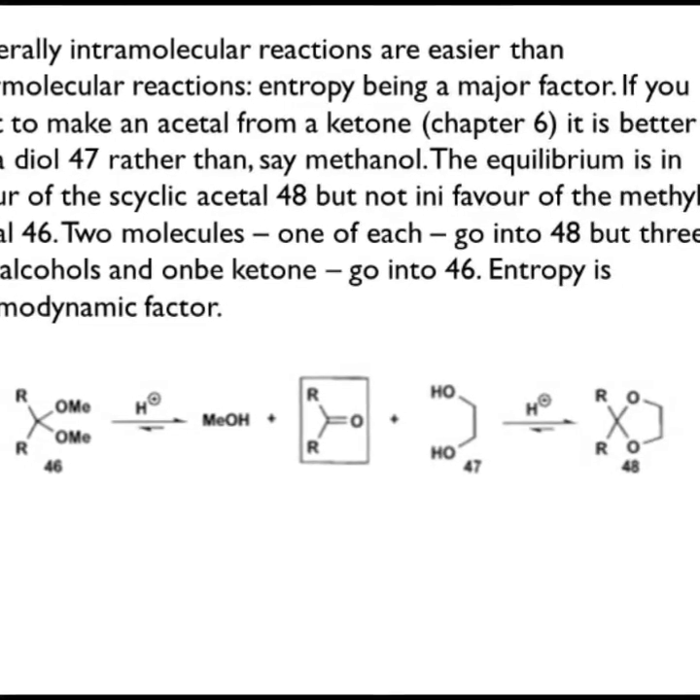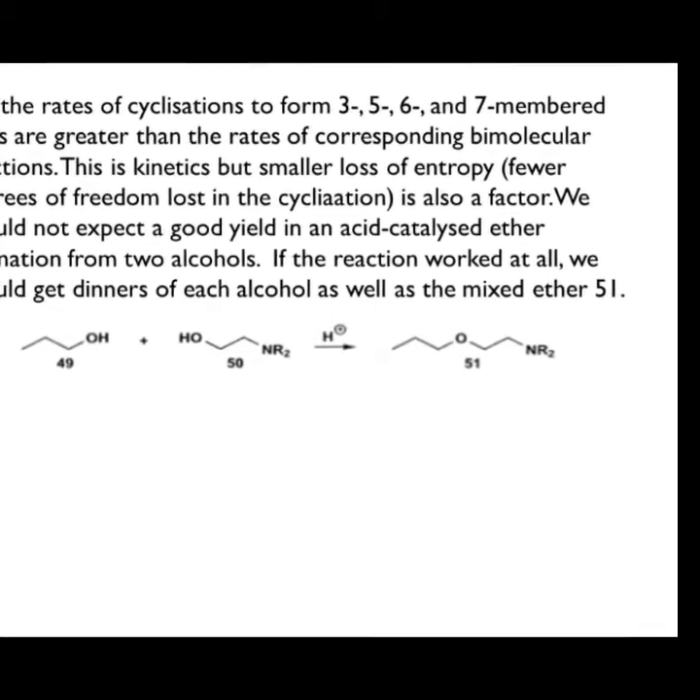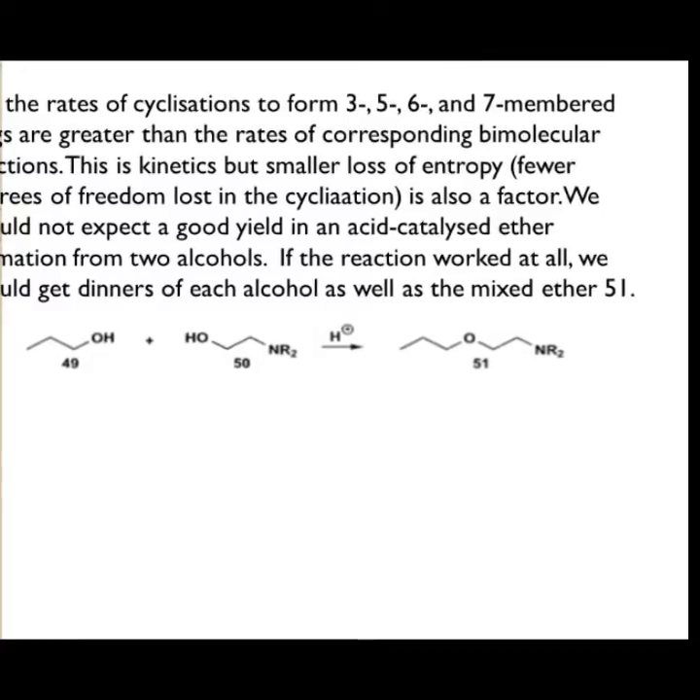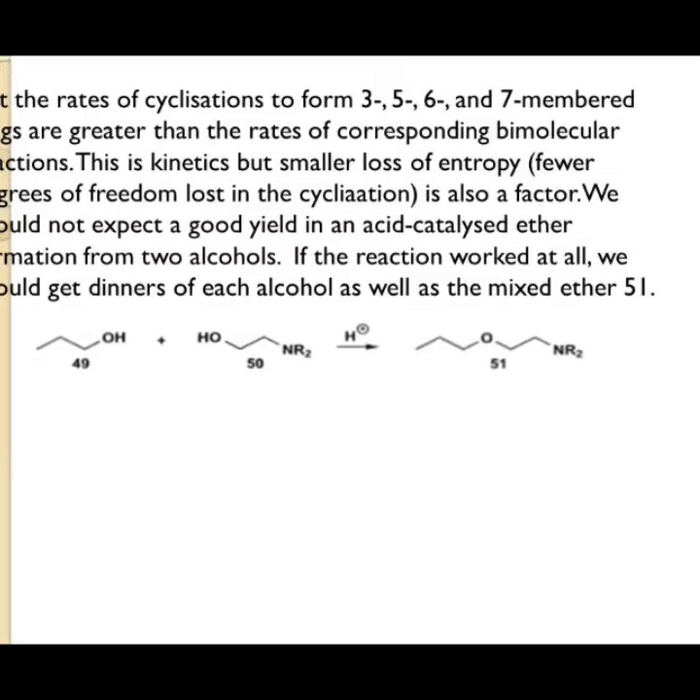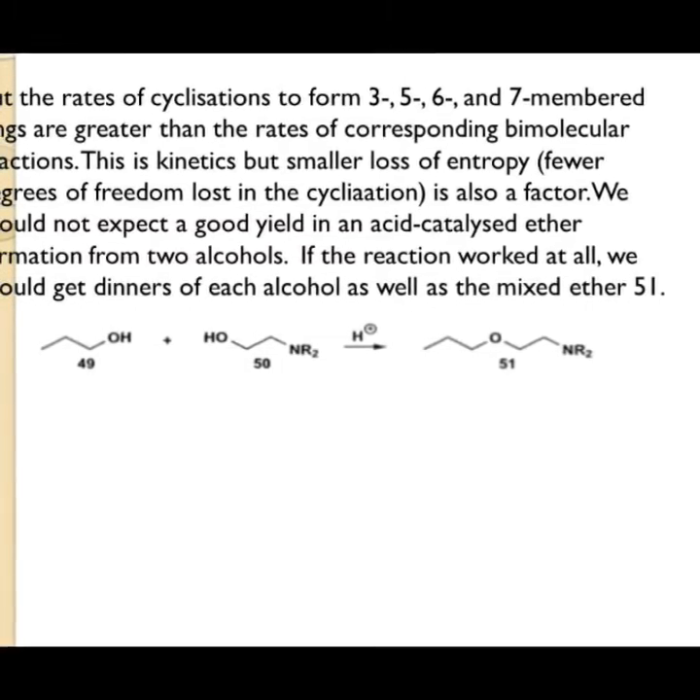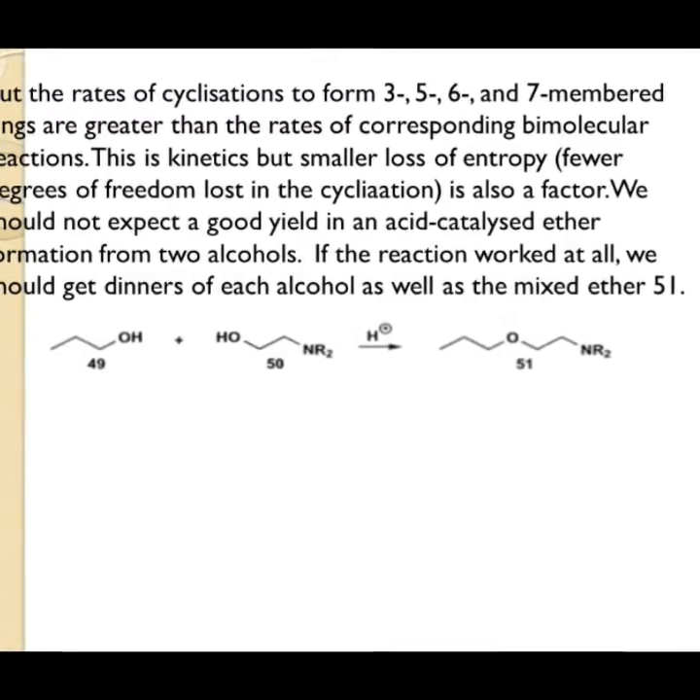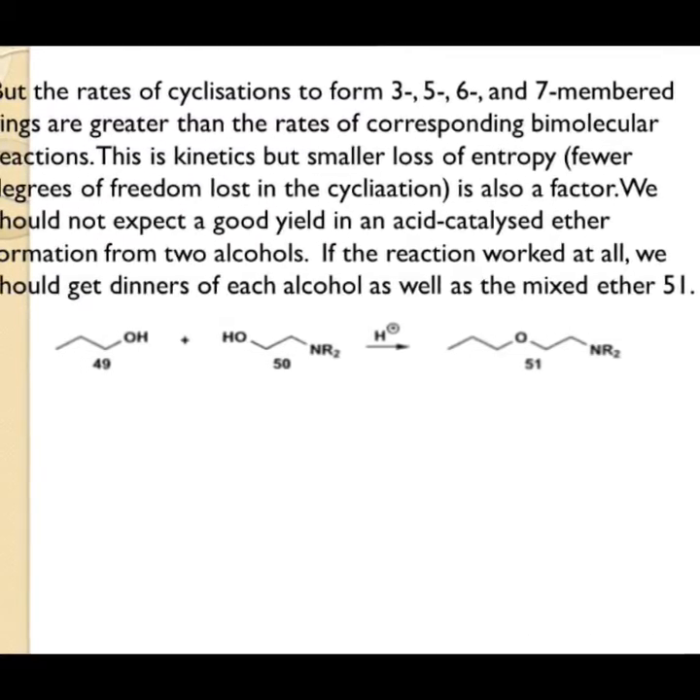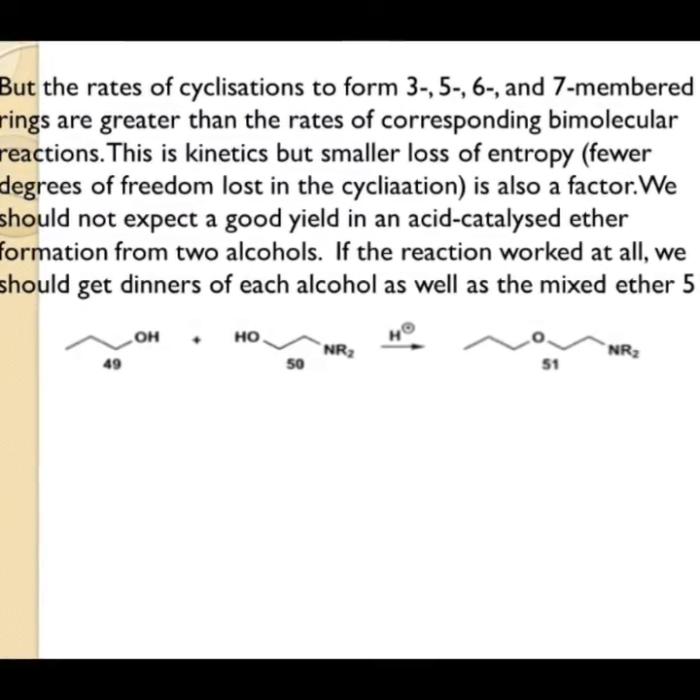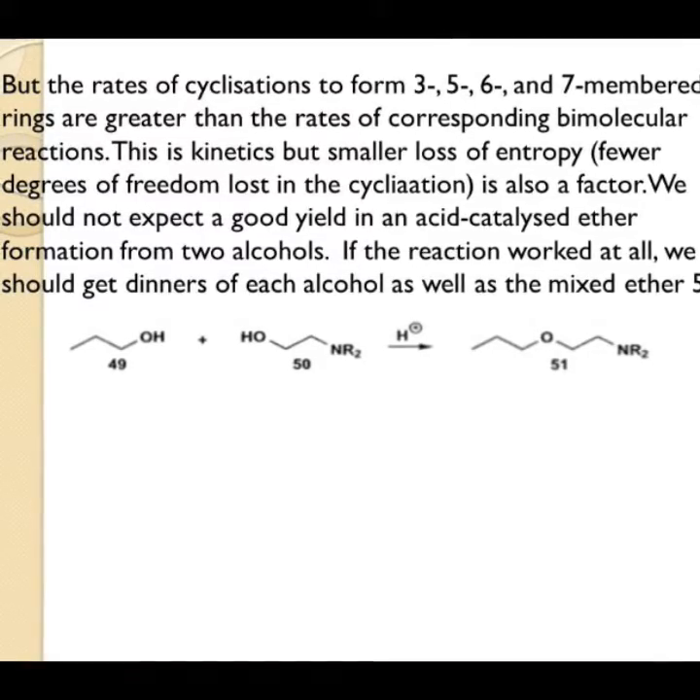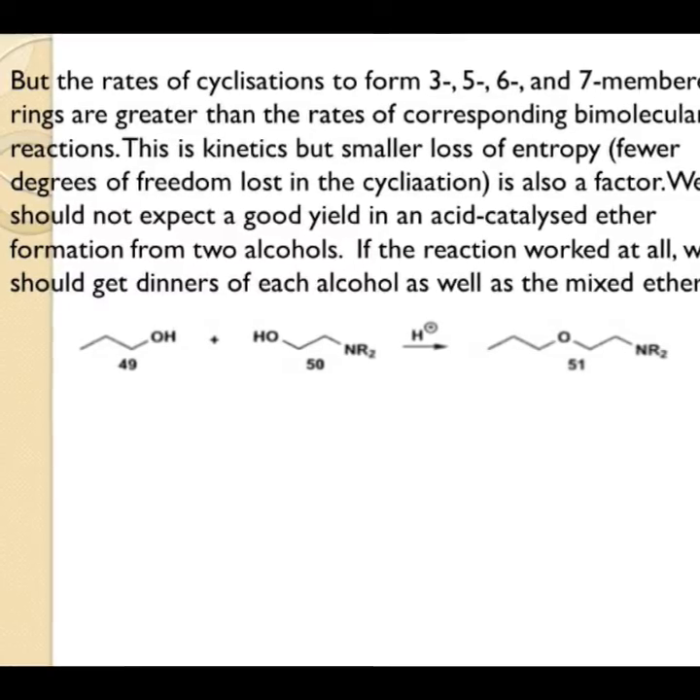Entropy is a thermodynamic factor, but the rates of cyclisations to form 3, 5, 6, and 7-membered rings are greater than the rates of corresponding bimolecular reactions. This is kinetics, but smaller loss of entropy, fewer degrees of freedom lost in the cyclisation, is also a factor. We should not expect a good yield in an acid-catalyzed ether formation from two alcohols. If the reaction worked at all, we should get dimers of each alcohol as well as the mixed ether 51.